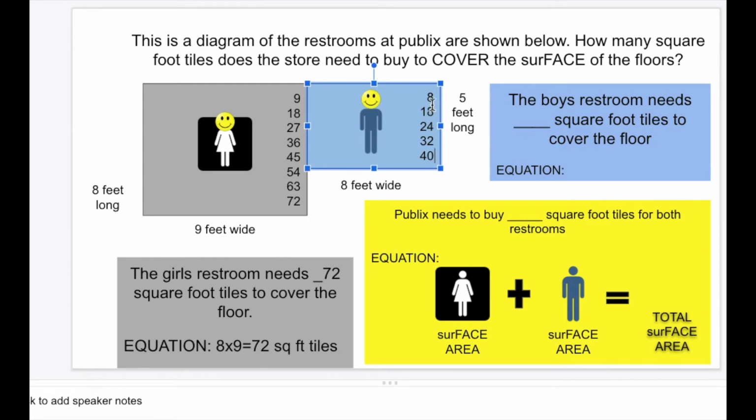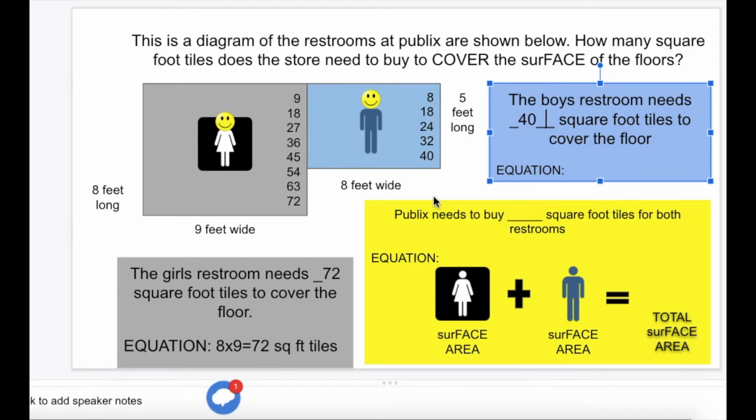That's because that's how it's laid out. And that's how we counted. So it depends on how you count or how you look at the layout of the restroom. So the boys need 40. The boys' restroom needs 40 square foot tiles to cover the floor. And the equation for that would be 5 rows of 8 square foot tiles equals 40 SQFT tiles. And the final step would be the additive side of this, needing to add the 72 and the 40.